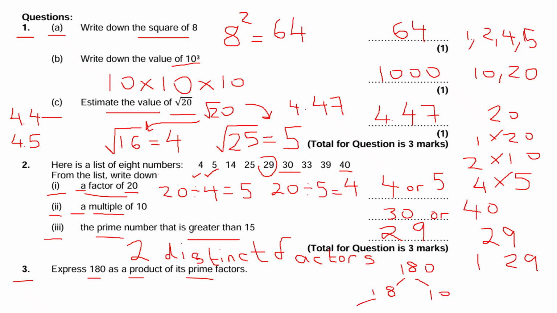So 18 decomposes into 3 and 6. Oops, don't know why I circled 6 there, sorry. I meant to circle 3, because 3 is prime. 6 decomposes into 2 and 3. Sorry, but lack of spacing here, I apologise. So 6 decomposes into 2 and 3. And then 10 decomposes into 2 and 5.